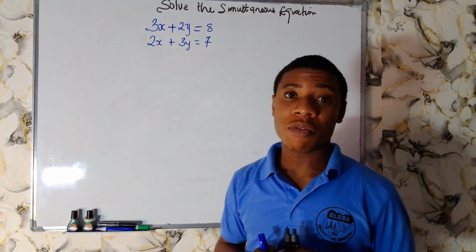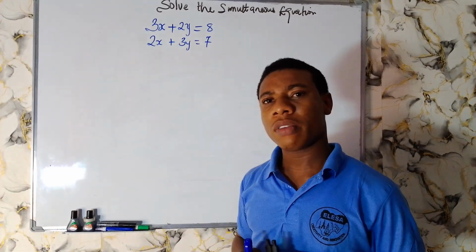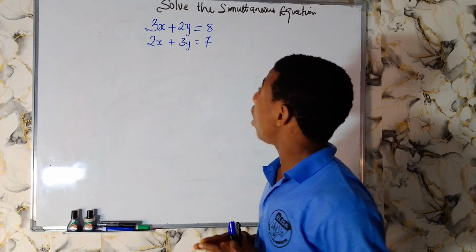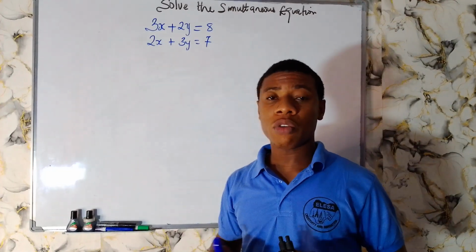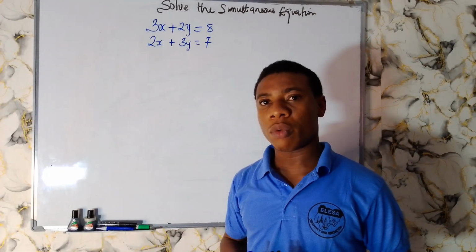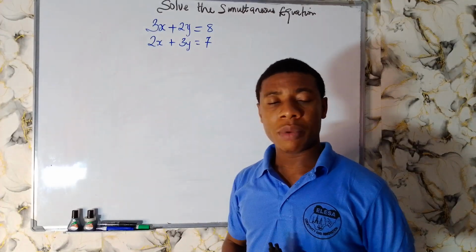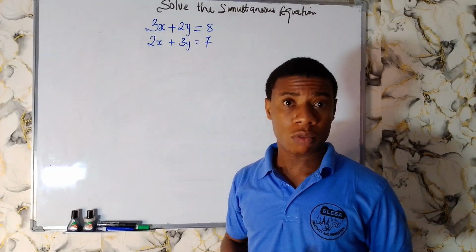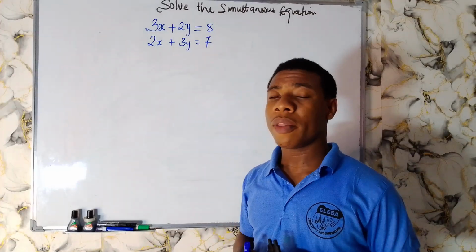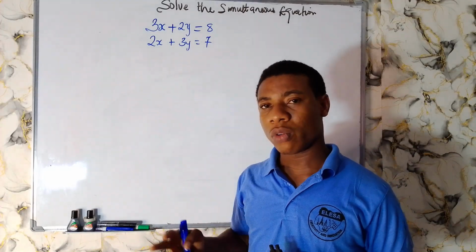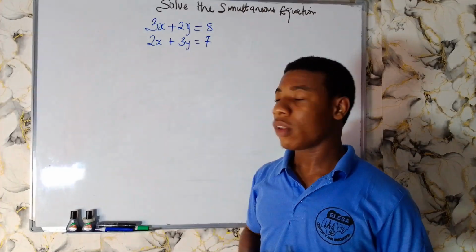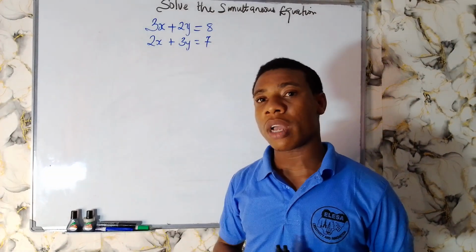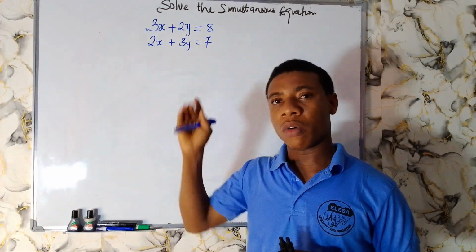On the board here, we have a very interesting question, and the question is a simultaneous equation. Of course, you know that we have different ways of solving simultaneous equations. We have the elimination method, the substitution method, and other methods like the matrix method. You can also use the matrix method to solve this. And there's also another tricky way: you can use your calculator to solve this.